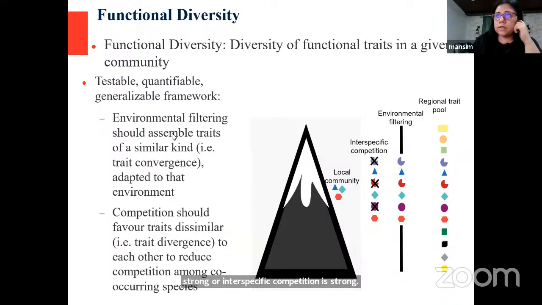So that's exactly what is written here: environmental filtering will assemble traits of a similar kind, because for a given elevation, you want similar beak sizes, whereas competition will tend to segregate these beak sizes. So depending on which of these two processes is dominant, you can see that difference in the distribution of beak sizes at a given elevation. So this is how functional diversity can help to inform which community assembly process is more relevant or more important in a specific local community.